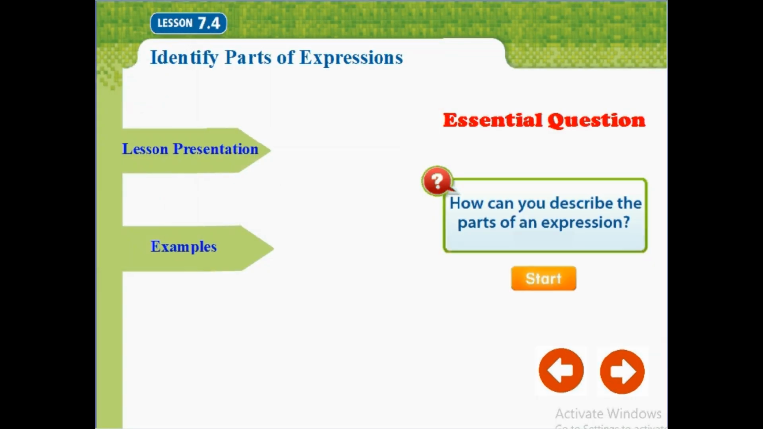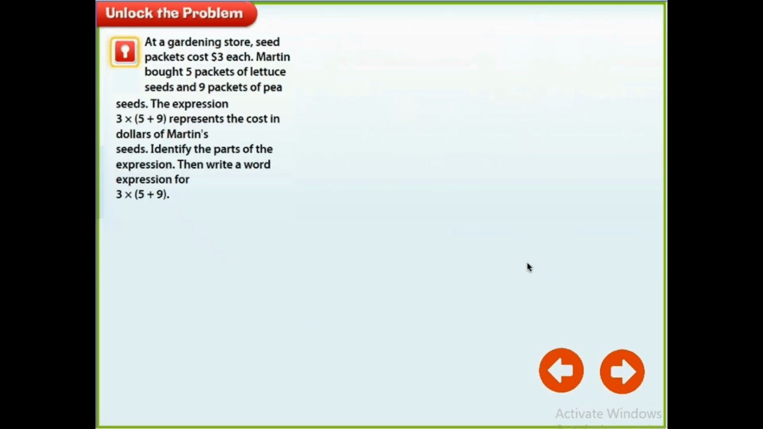How can you describe the parts of an expression? At a gardening store, seed packets cost $3 each. Martin bought 5 packets of lettuce seeds and 9 packets of pea seeds. The expression 3 times (5 plus 9) represents the cost in dollars of Martin's seeds. Identify the parts of the expression, then write a word expression for 3 times (5 plus 9).